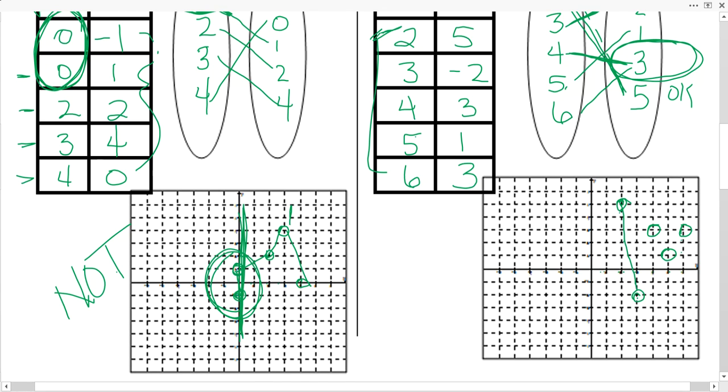If you thought about doing a vertical line, none of these would be on the same line if you were drawing vertical lines. So it is a function. So it does meet the vertical line test.